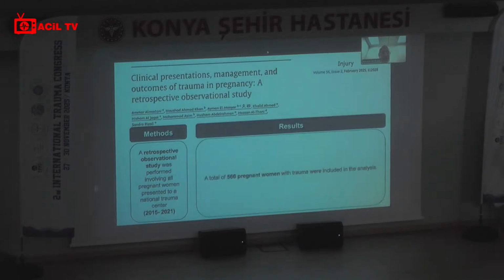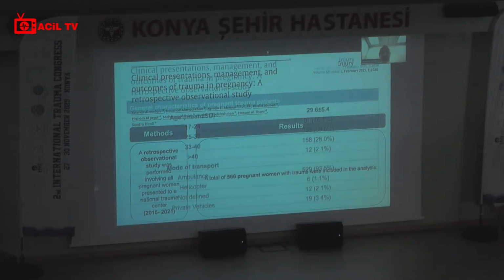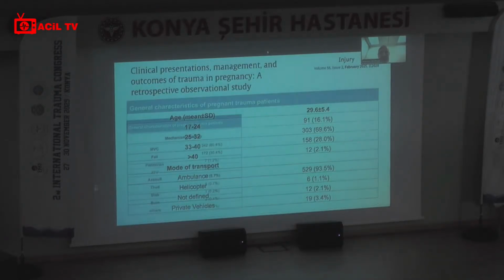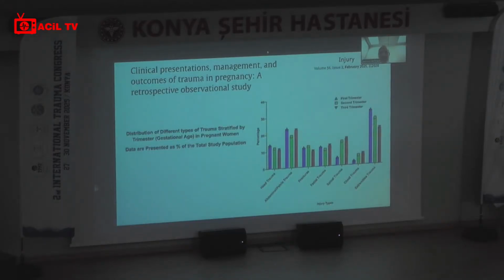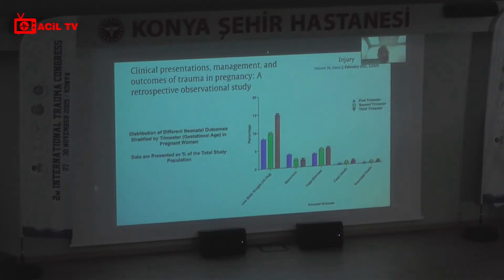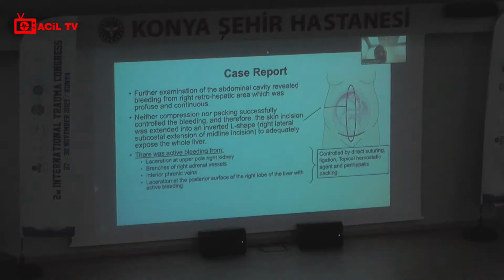2021. It is also an observational, retrospective study. We had 566 patients, and the age was similar. The mechanism of injury decreased in terms of motor vehicle accidents from 70 to 60, and the distribution of fracture is almost the same. What we came across also was a right kidney bleed from that area.